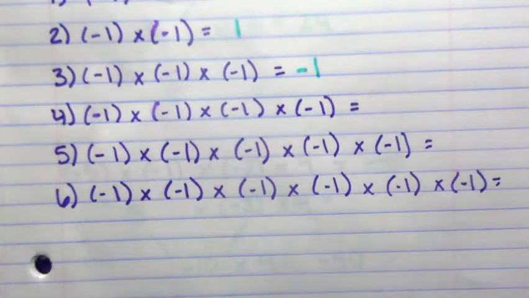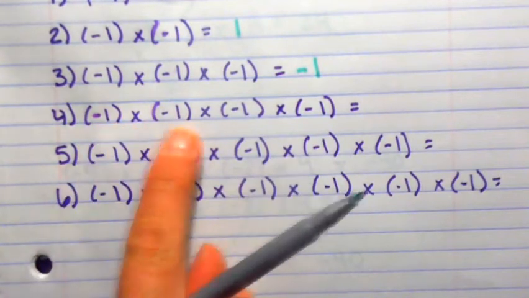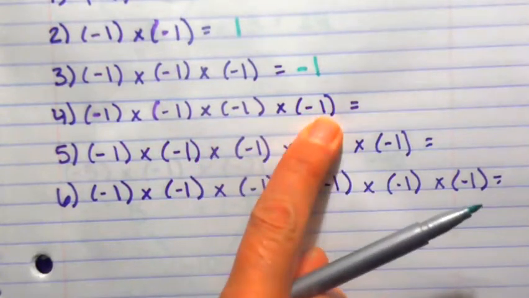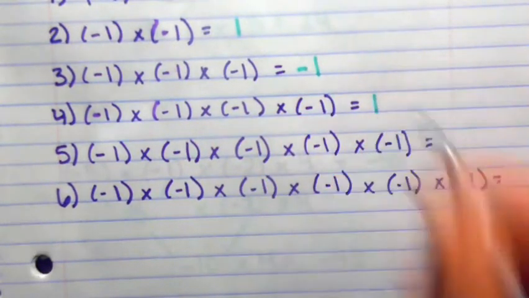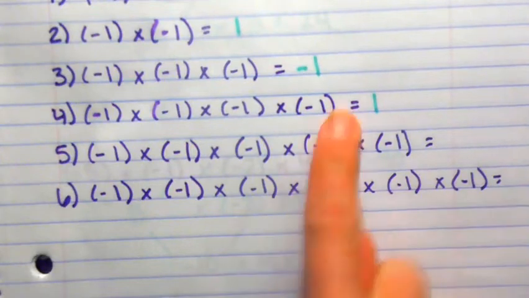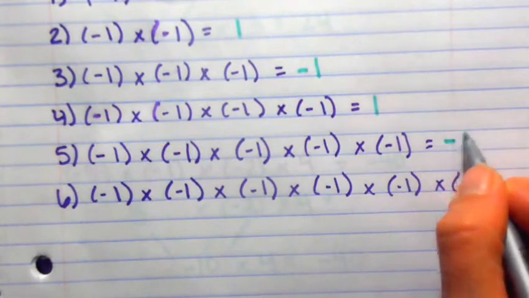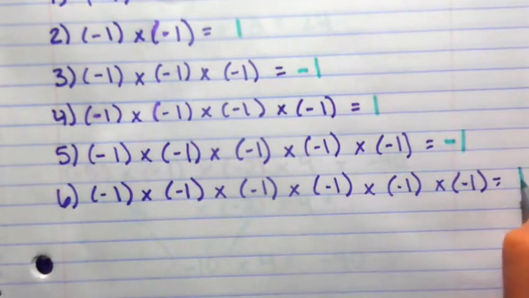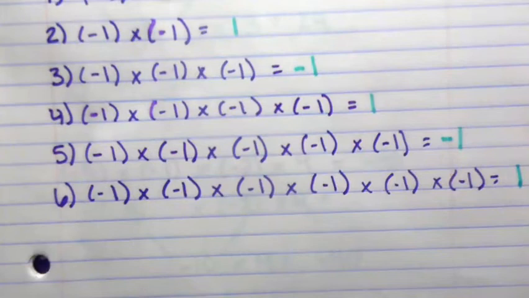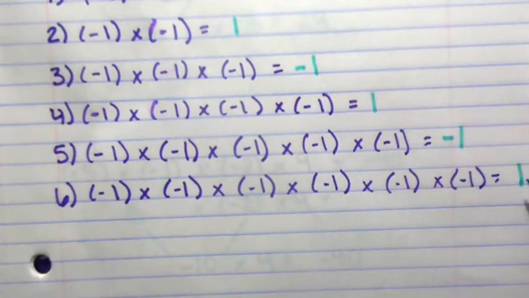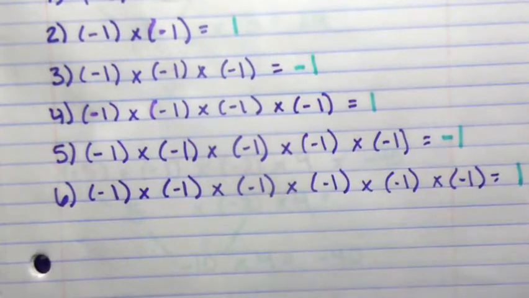I'm not showing all my work on these ones because I just want you to be able to really see the pattern really clearly here. -1 times -1 is 1, times -1 is -1, times -1 back to +1. And if all of this was 1 here, and I multiply by -1 one more time, I can tell you what this one is going to be. So it goes -1, 1, -1, 1, -1, 1. And it would go on like that if we kept adding one more -1 on to our problem each time.